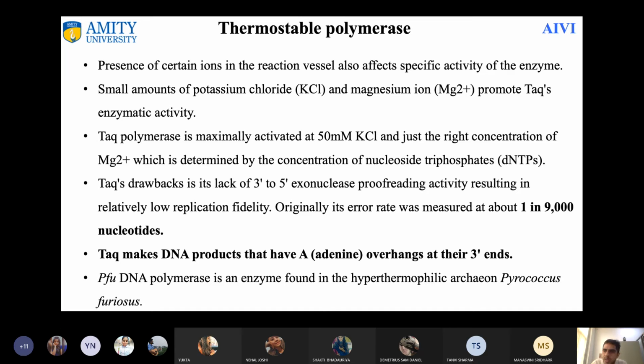Wherever you require proofreading activity, you can't bear any error, you need Pfu. In case you can bear the errors, you can use the Taq polymerase. So simply, if you talk about the diagnosis purpose, in diagnosis we don't want to know the DNA sequence, so we can use Taq polymerase. But for the sequencing, we can't bear the errors. We need Pfu DNA polymerase.